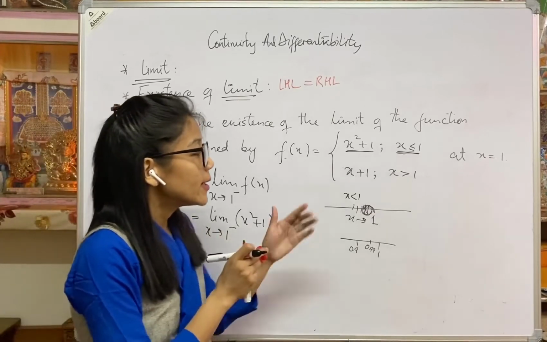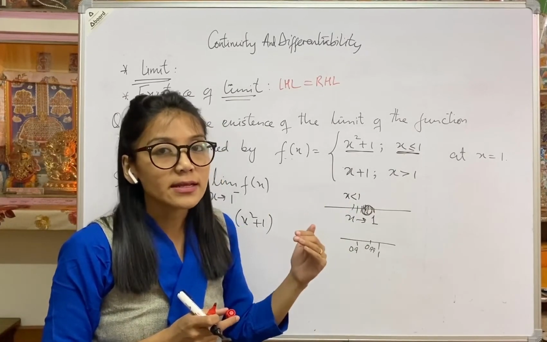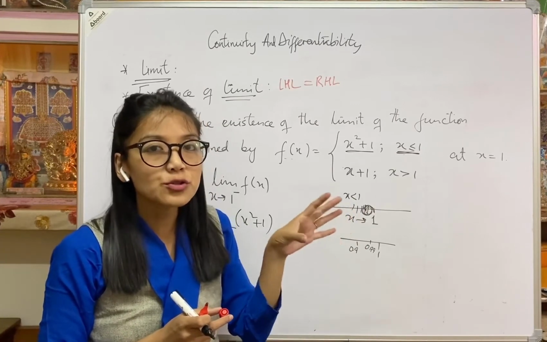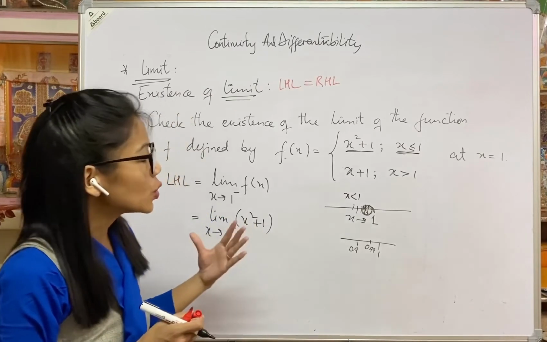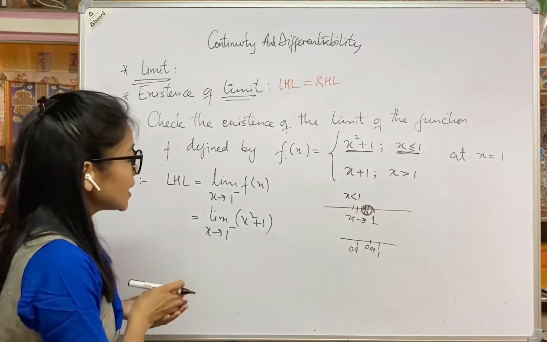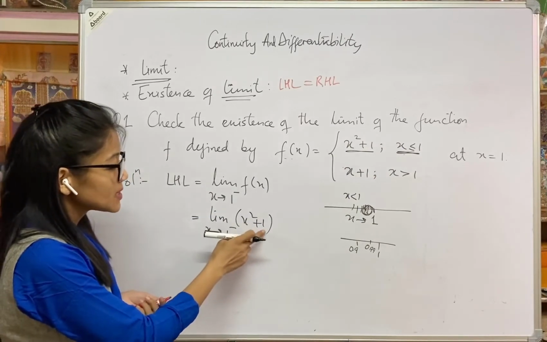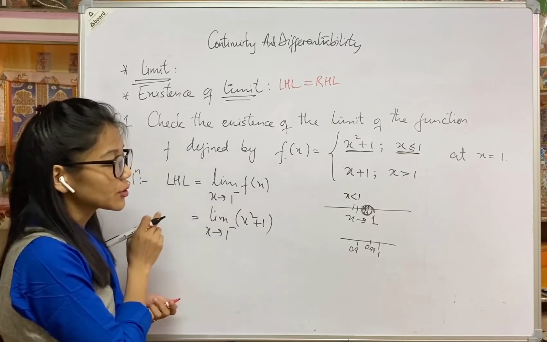So you know that whenever you are finding out the left hand limit, x is always very close to the limit point, but it is always less than the limit point, okay? So according to that, you have to choose the function. All right, so now we have limit of x square plus 1 as x tends to 1 from left hand side. So this is my function, okay?